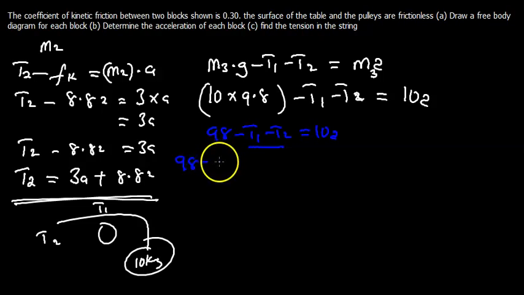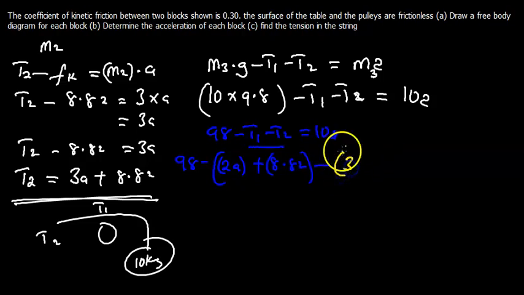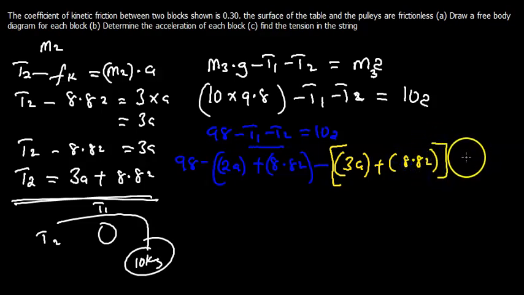98 minus, we're going to put a large bracket, let's say 2a, plus 8.82, and close that. I'm just substituting the values now. So now we can go ahead and substitute the value of T2. And what we are given at T2 is going to be a huge bracket of 3a, closed by plus 8.82. Close the bracket, and at the end, what we are going to be left with is your 10a.